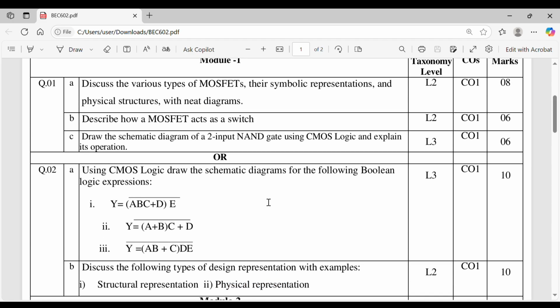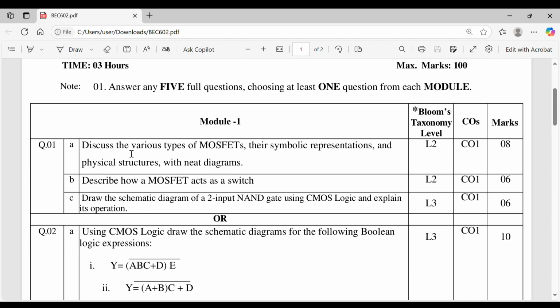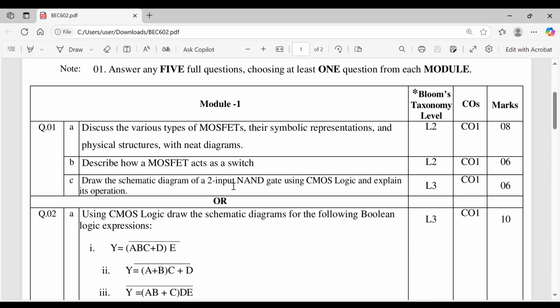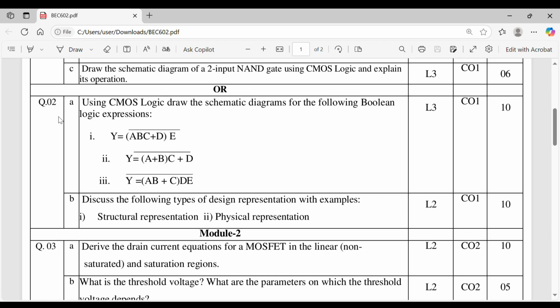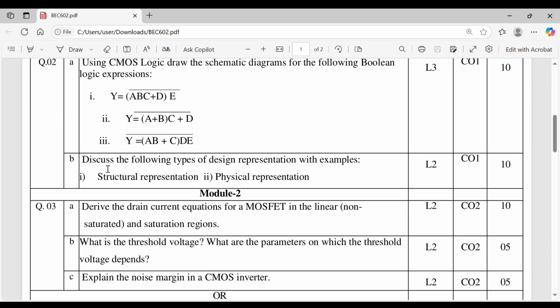So in module 1, the 1A question is very important, and describe how the MOSFET acts as a switch. This is also very important. In 2A questions, they will ask these type of schematic drawings. They will give the Boolean equations like these ones, and they will say to draw the schematic diagrams. This is very important.